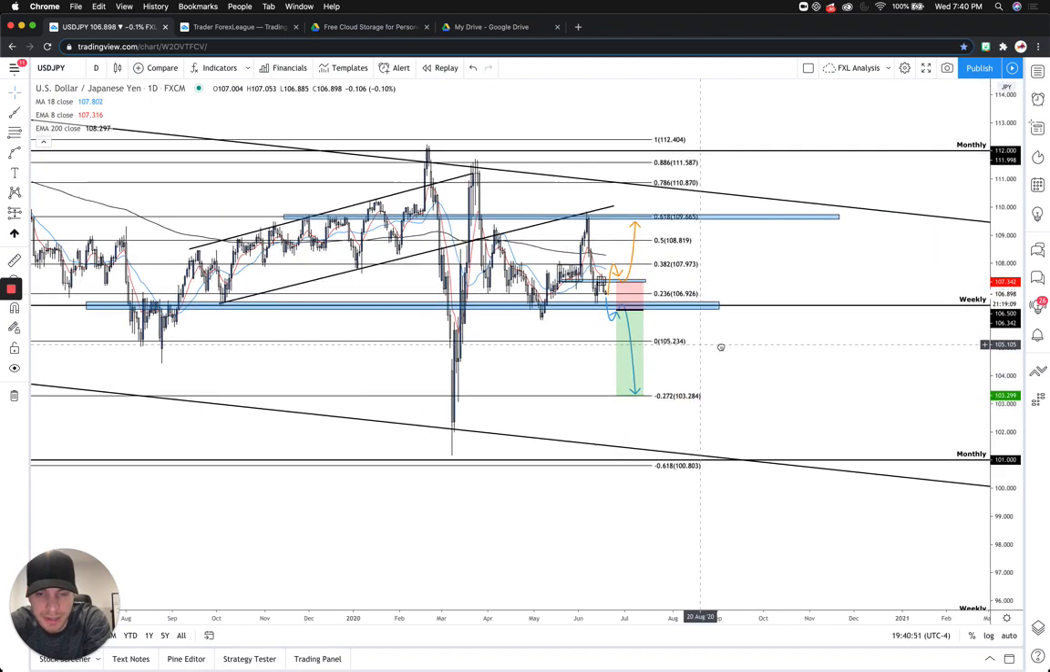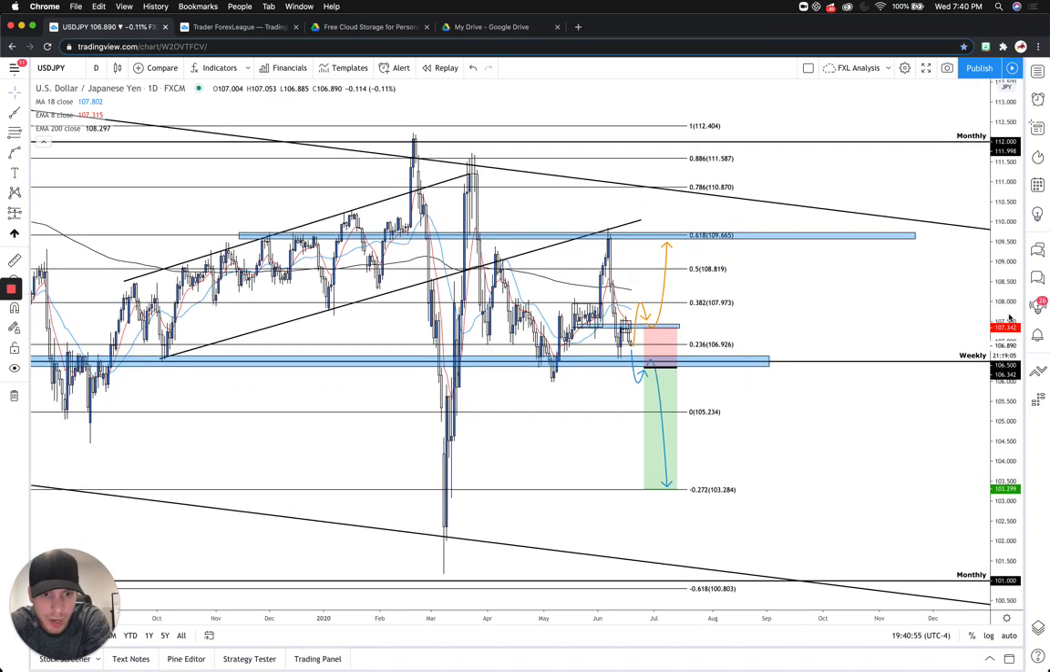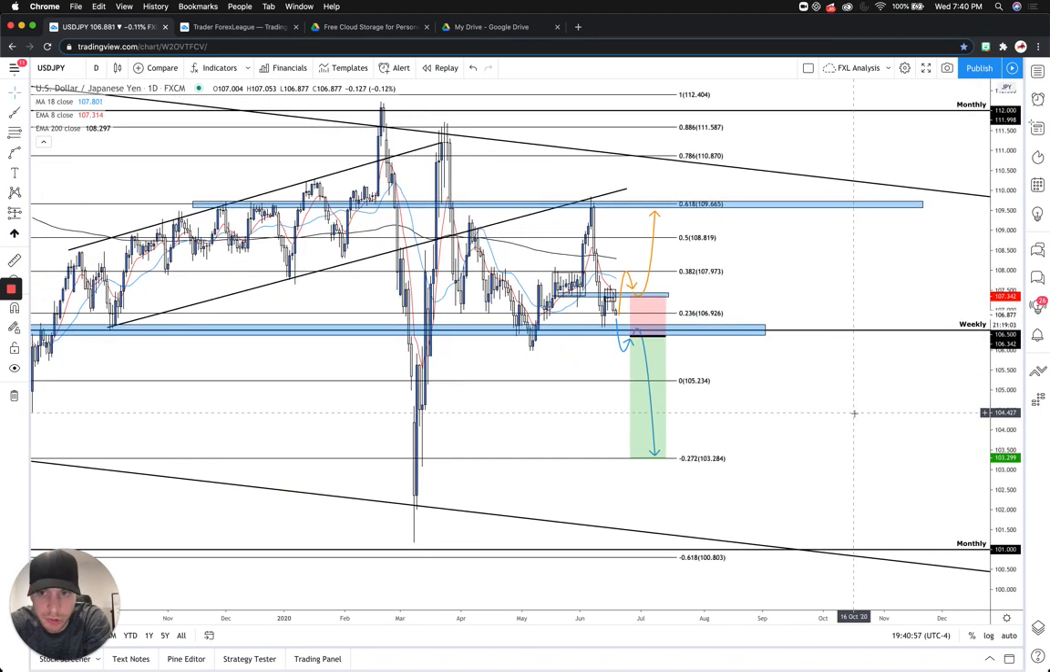So yeah, this has been a full chart breakdown on USDJPY, and June 17th, this is our bias right now. Definitely looking short. Just waiting for the right confirmations to get below this weekly.